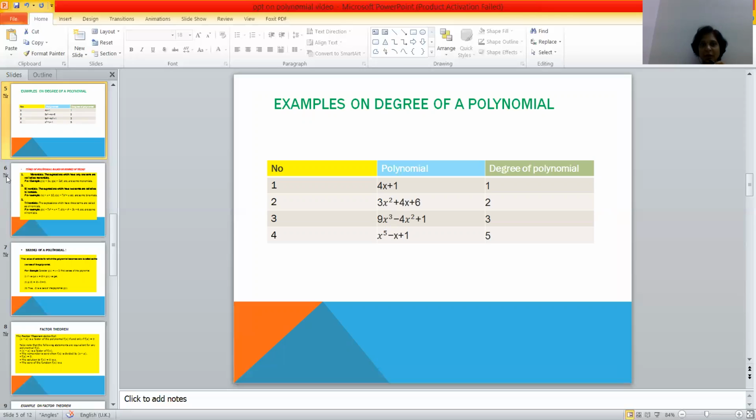Third example, 9x cube minus 4x square plus 1. Here, the highest power of variable x is 3. Therefore, the degree of the polynomial is 3. Fourth example, x raised to 5 minus x plus 1. Here, the degree of the polynomial is 5.